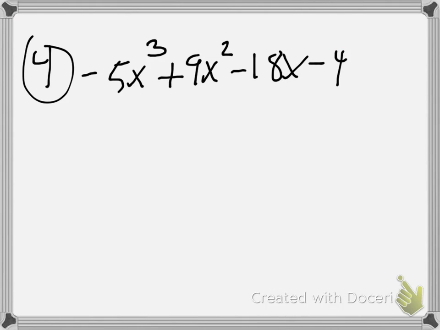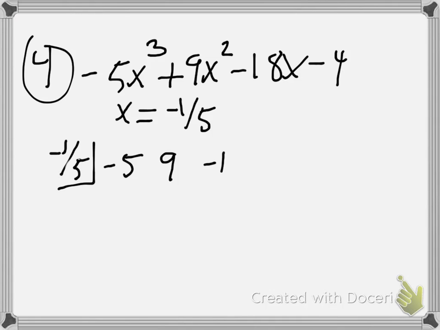So, number 4, I went through and graphed this one first. And I find that it doesn't cross the x-axis at a nice point. But when I looked at it, the point was -0.2. -0.2 is the same thing as -1/5. So that is one of my real solutions, and we can use synthetic division, even as a fraction. Oops, sorry, 1/5, not 1/2. Fix that. So I'm left with -5, +9, -18, and -4.